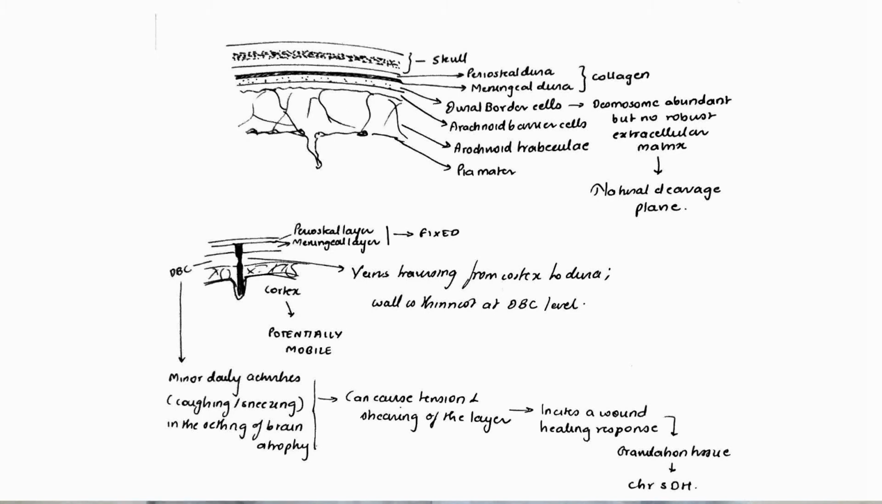So it forms a natural cleavage plane, and whenever there is any kind of force that pulls the brain away from the dura and the skull, this is where the veins rupture, and this is where the bleeding occurs in the dural border cell layer. And this is what eventually forms a chronic subdural hematoma. Now, the next important thing you need to know is the pathology of how this subdural hematoma, once it's formed, expands and leads to a chronic subdural.